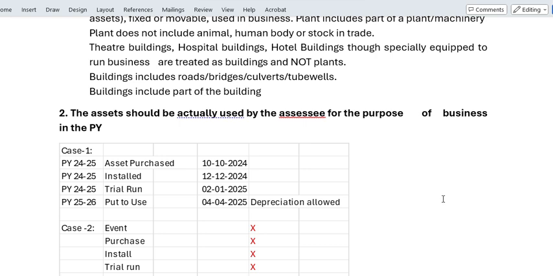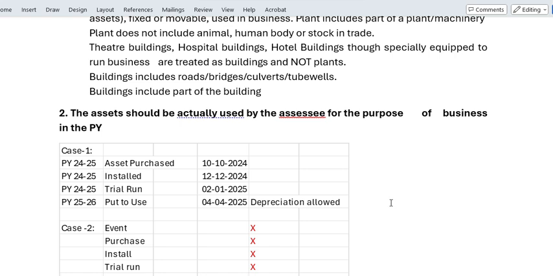Why am I saying passively? For example, take the case of a fire extinguisher. You have used it for business, but that does not mean it should be used actively, because only when there is a fire can the fire extinguisher be used. Otherwise it cannot be used. So in such cases, it can be used passively. And spare parts of the asset can be capitalized also, because you cannot actively use them unless there is a fault or repair for the machine.